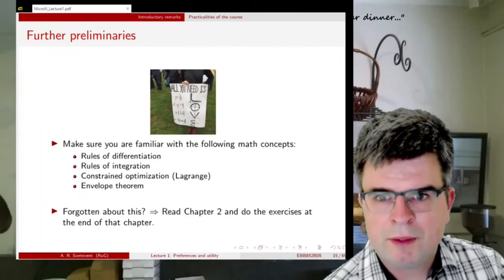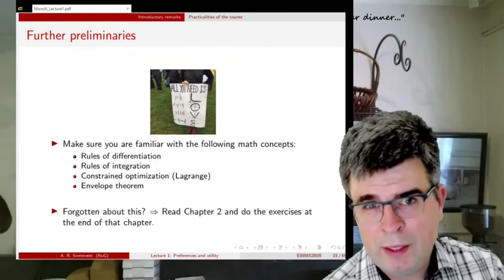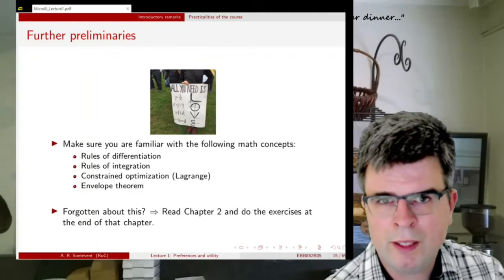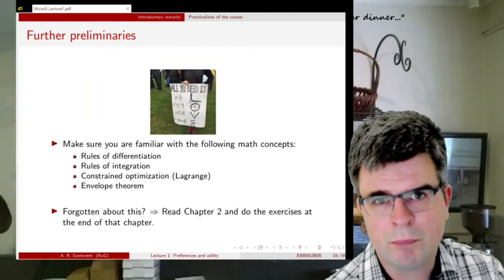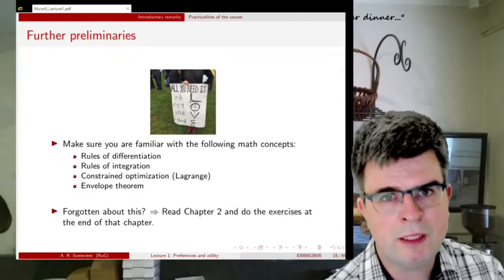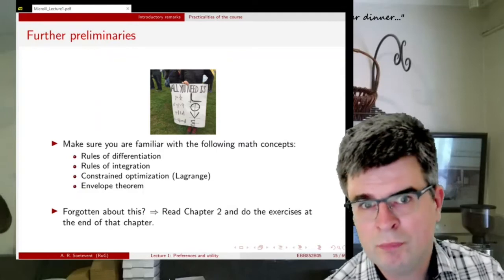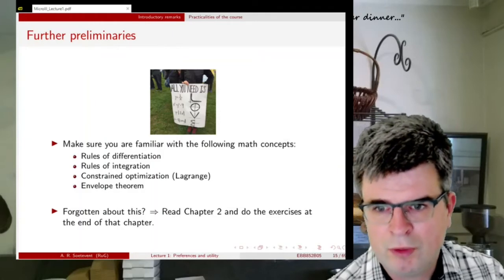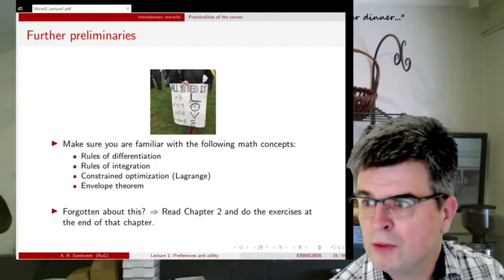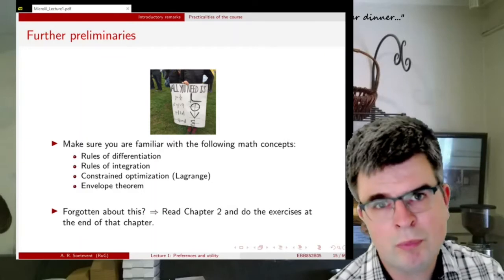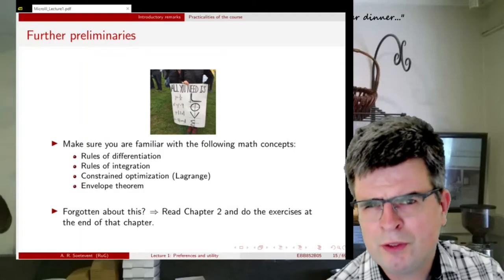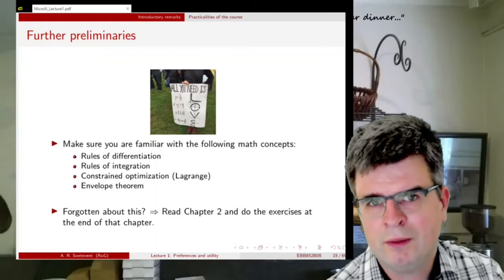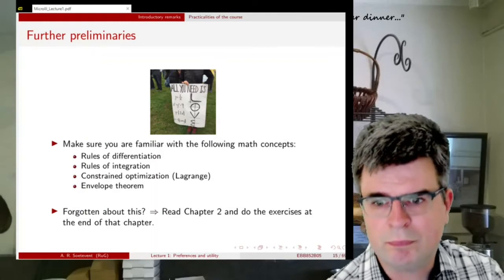Now, further preliminaries to the course. Chapter 2 in the book contains the basic math. So you might not feel very secure about your math qualities. If that's the case, please reread chapter 2 in order to get your knowledge up to date, and you will be fine. If you question whether you fully master the rules of differentiation, integration, constraint optimization, and the envelope theorem, then maybe it's good to have a look at chapter 2.